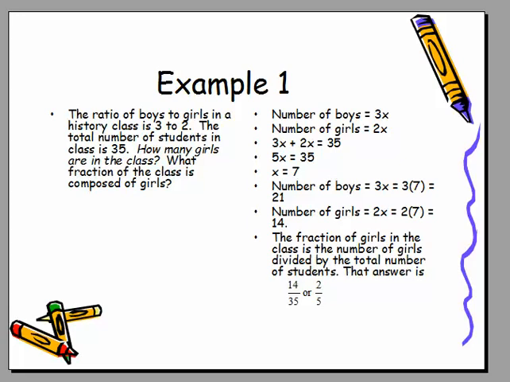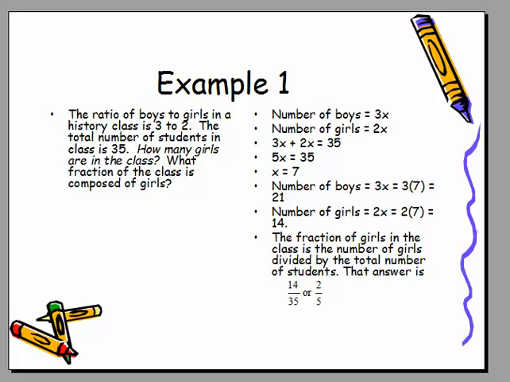The total number of students in the class is 35. This gives 3x plus 2x equals 35. 5x equals 35 and x equals 7. Remember, in problems like this, you are not necessarily solving for x. We're asked how many girls are in the class. That's not x, that's 2x. The number of girls is 2x equals 2 times 7 equals 14.